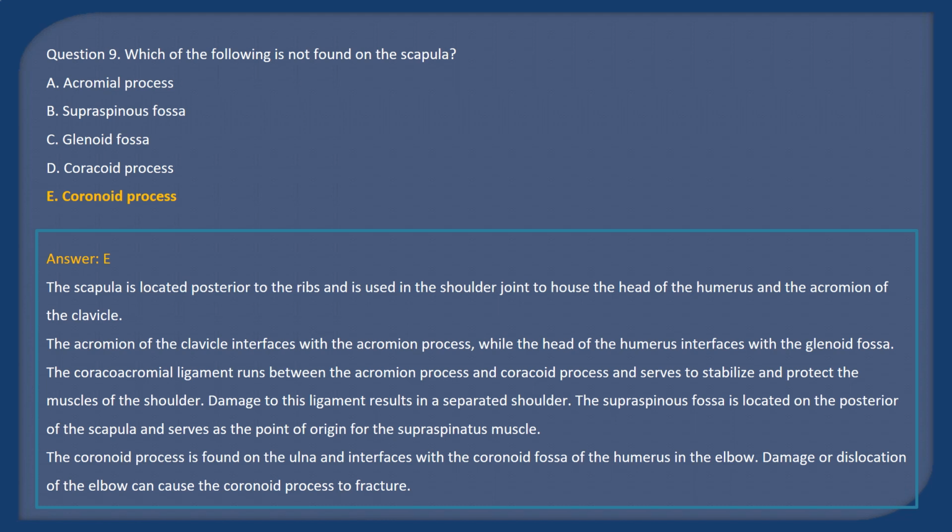The supraspinous fossa is located on the posterior of the scapula and serves as the point of origin of the supraspinatus muscle. The coronoid process is found on the ulna and interfaces with the coronoid fossa of the humerus in the elbow. Damage or dislocation of the elbow can cause the coronoid process to fracture.